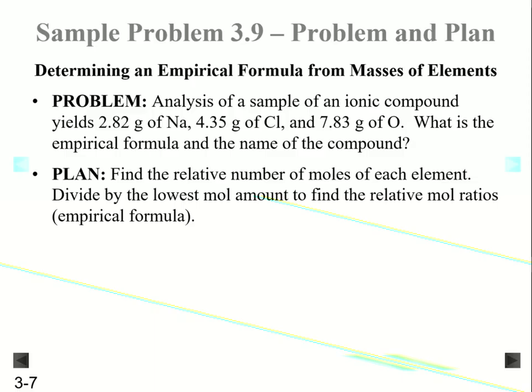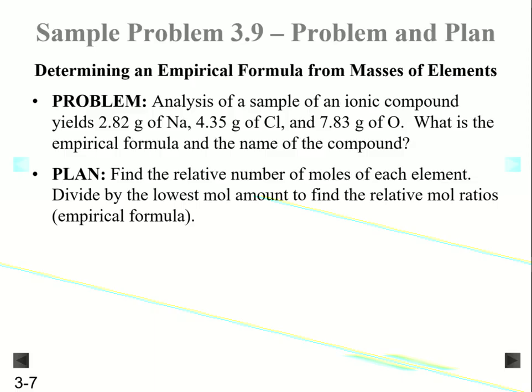sodium, 4.35 grams of chlorine, and 7.83 grams of oxygen. What is the empirical formula and the name of the compound? So we have 2 things to do. We need to figure out the formula and the name. Once we have the formula, that should be straightforward to get the name.